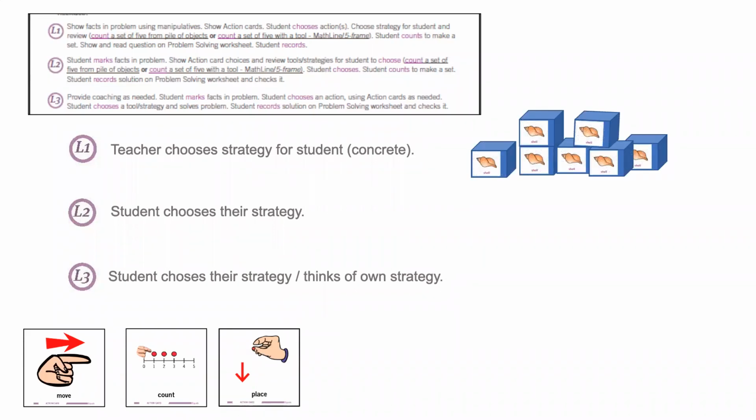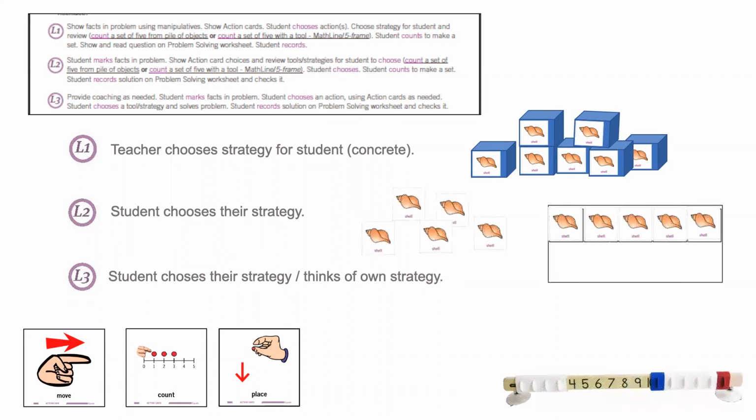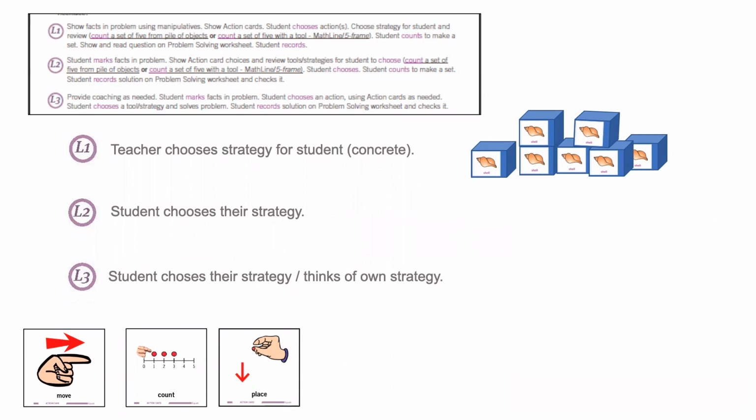For example, level 1 support has the facts shown in the problem using manipulatives. So in this case, I have attached the pick symbols of the shells to cubes for accessibility for my student. I can then show the 3 action cards, count, move, and place. The student then chooses what action they want to use to solve the problem. So once the student chooses the action, I then choose the tool that they have been most successful with throughout the lesson, along with any additional adaptations.